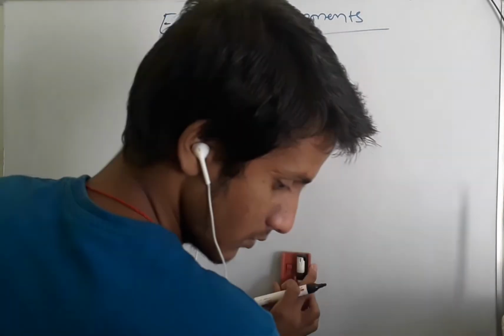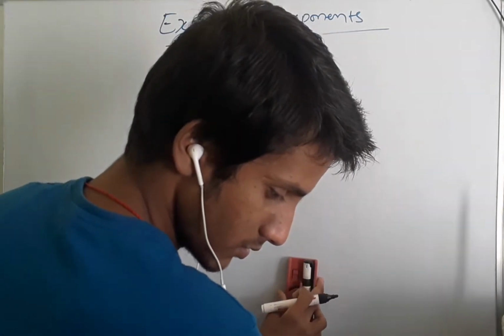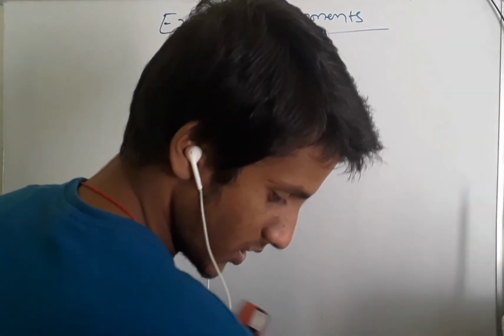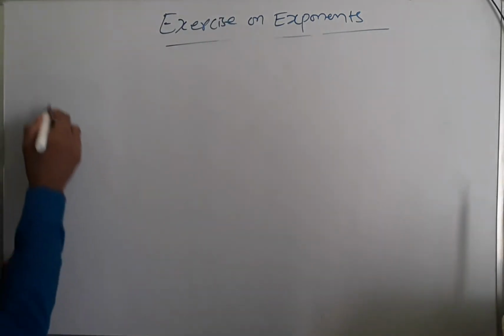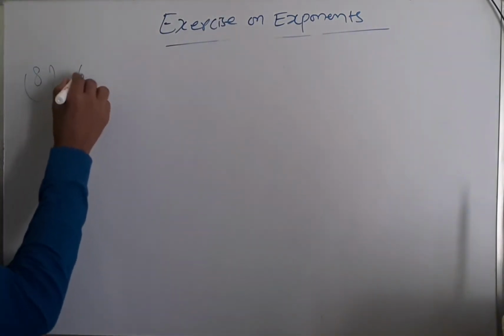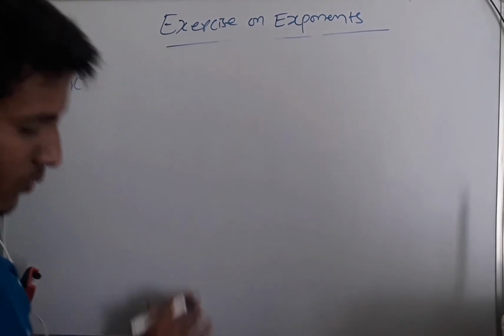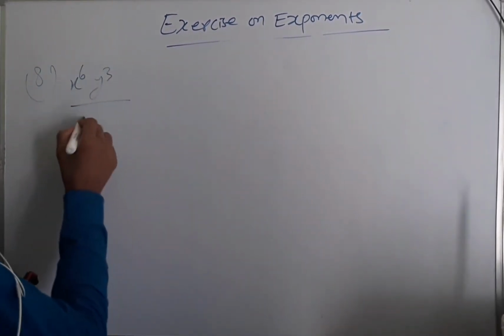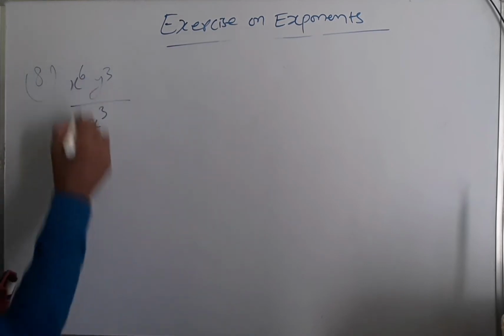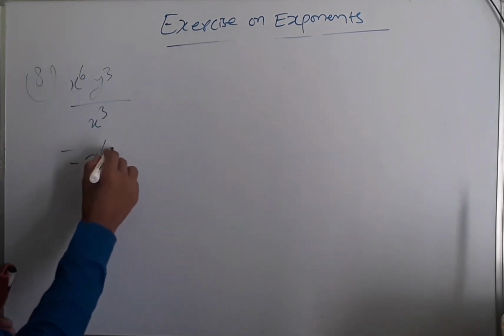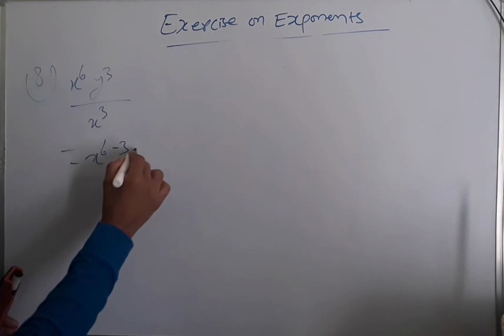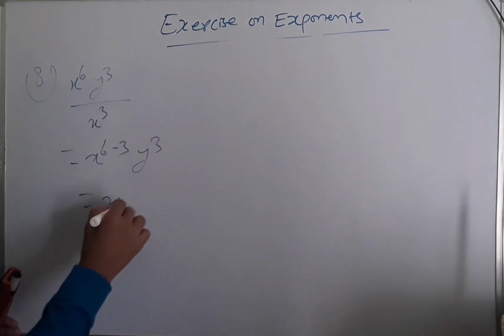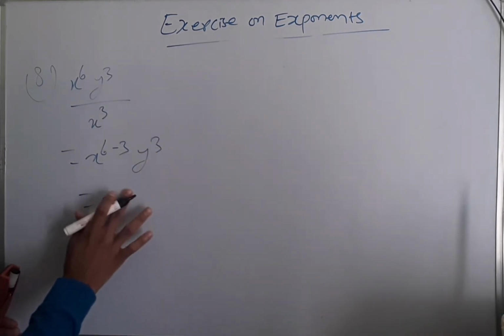Okay, the next problem, which number was it? Okay, we are in number 8. x^6 y^3 all divided by x^3. Now this can be written as x^(6-3). I do not have to explain this too much now because it's been enough till now.